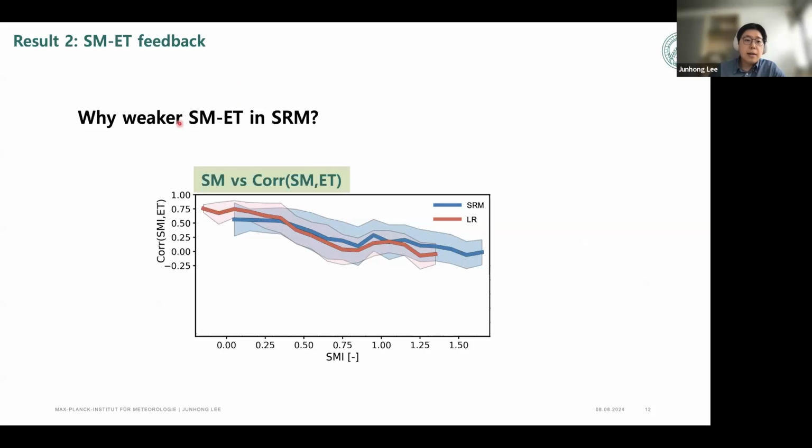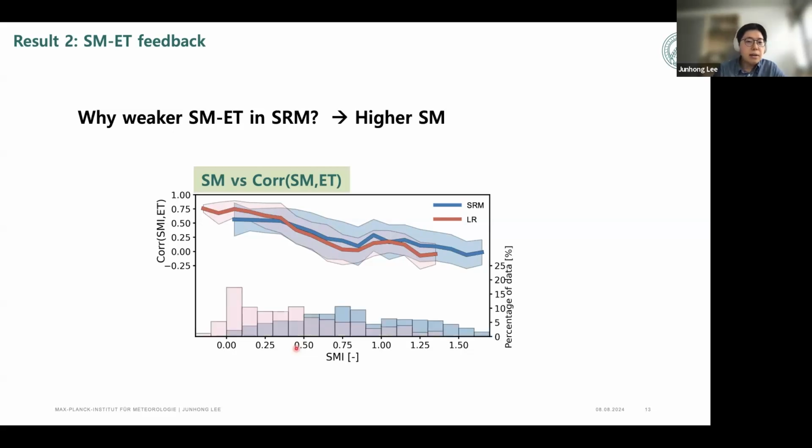In order to know that, we compute the mean average of the correlation coefficient between soil moisture and evapotranspiration based on soil moisture index. We plot the storm resolving simulation in blue and the low resolution in red. And then I found the two lines overlap very well. This is really not surprising because we are using the same atmospheric model and the same land surface model. So that's why they behave the same given soil moisture. Then why are they different?